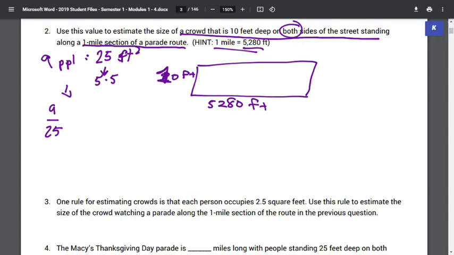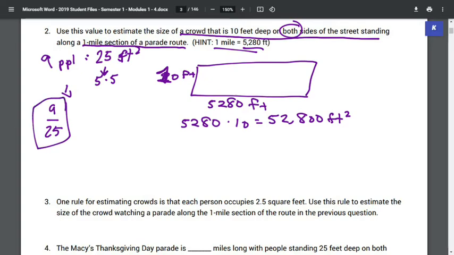So what we need to do first is figure out what our surface area is of where the people are going to be standing. So all I need to do is just take our two sides, multiply those together. So I get 52,800 feet squared. So that will represent the surface area, or how much room that the people can stand in. If we need to estimate how many people can fit in this crowd, there's a few things we can do, but we're going to use this ratio that we did on our own.